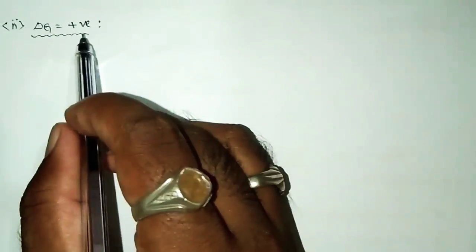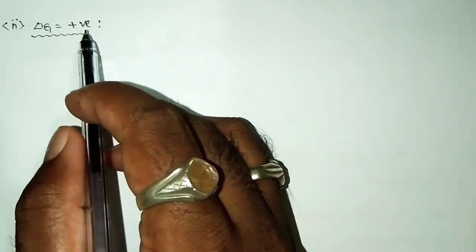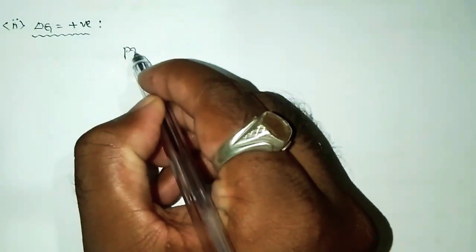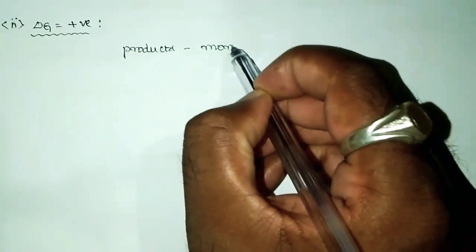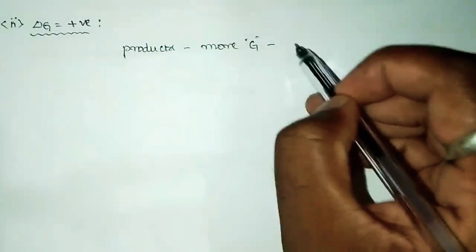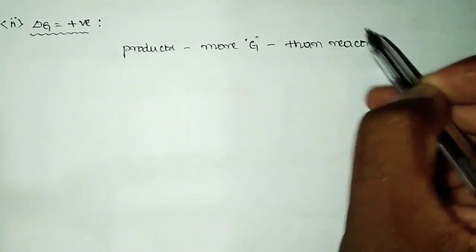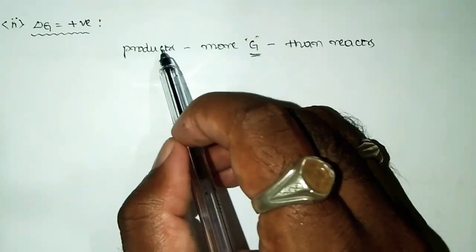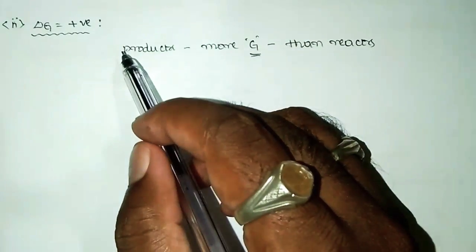Secondly, when delta G is positive. If any reaction has a positive delta G, that is the change in free energy is positive, that indicates the products have more free energy compared to reactants. So when products have more free energy, the forward reaction is not that much favored. Instead, the backward reaction is most favored. That means the reaction is not an allowed reaction.